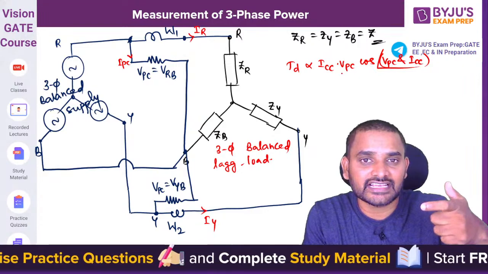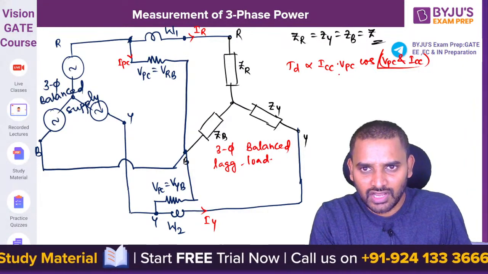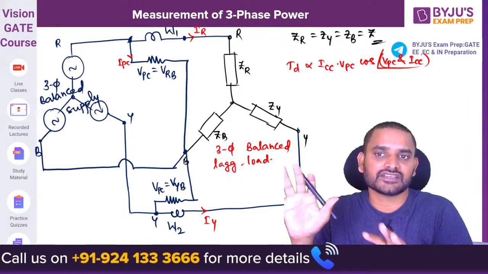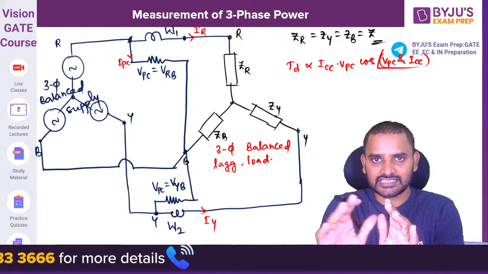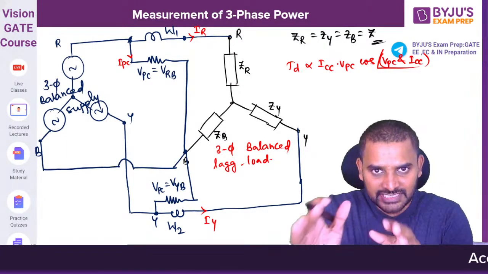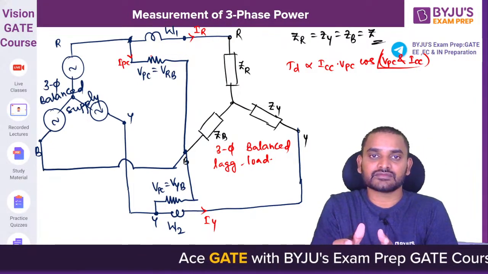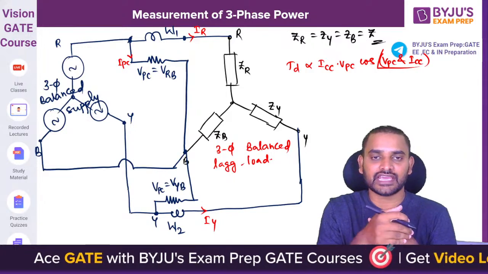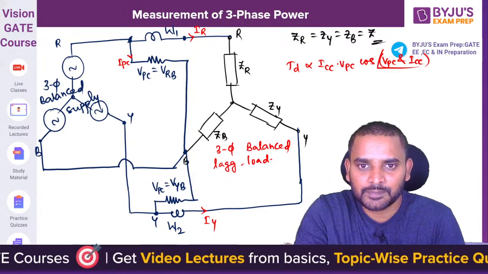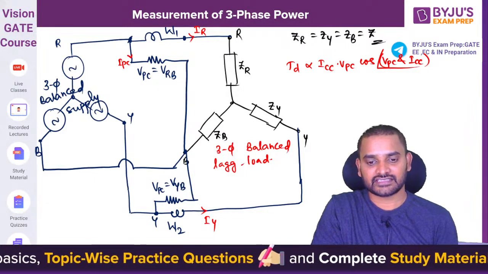IPC we have rewritten as VPC divided by RPC, or VPC divided by ZPC. So approximately it is proportional to ICC, VPC and cos of the angle between VPC and ICC. That's the deflection torque given by the wattmeter. Now what is the deflection by wattmeter 1? What is the deflection by wattmeter 2? That is what we need to calculate. From those wattmeter readings, we might get the power consumption by the three-phase lagging load. Let us check that one.